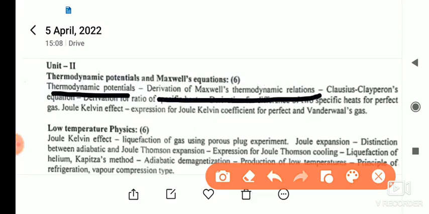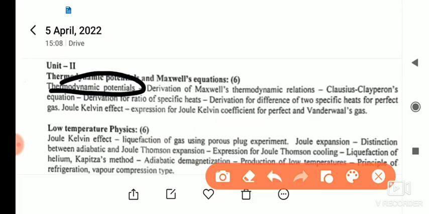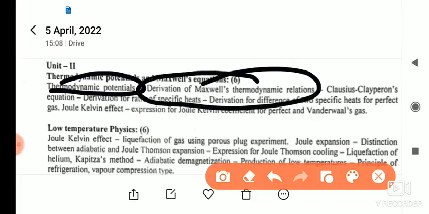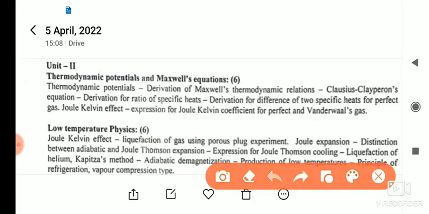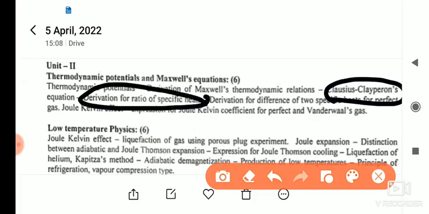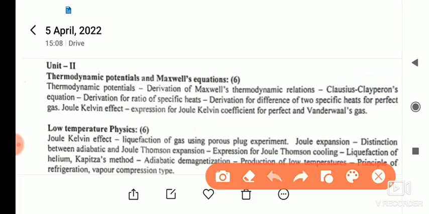We can expect from here also, in the second unit we have two chapters again: thermodynamic potentials and Maxwell's equations, and low temperature physics. In the first part we may have two long answers. One is thermodynamic potentials and deriving Maxwell's equations from thermodynamic potentials. You may ask the Clausius-Clapeyron equation combined with the derivation for specific heats. He may ask by combining two or three questions in one question.